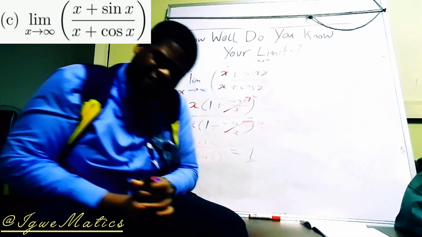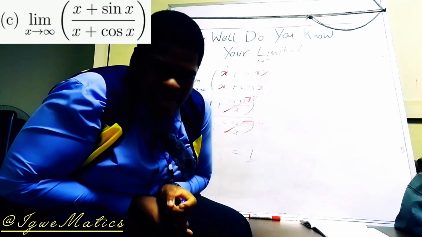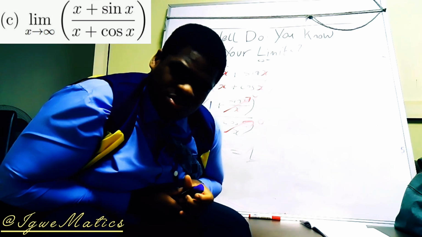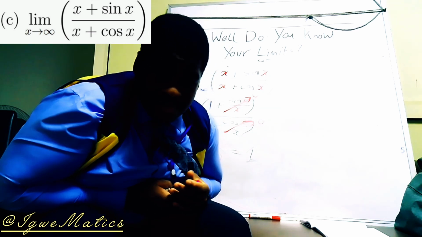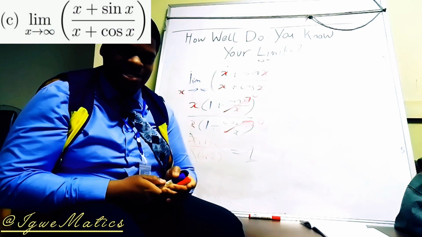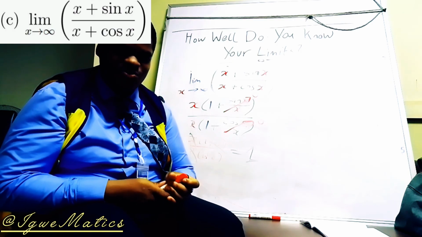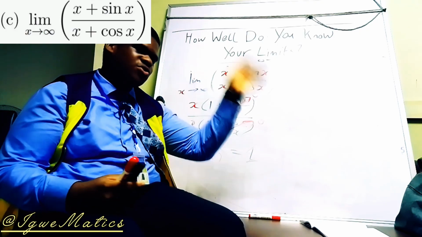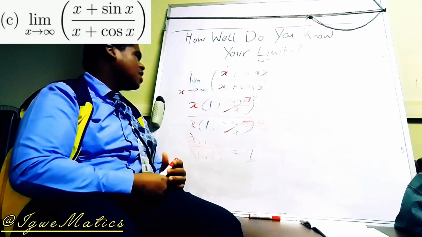What if x tends to negative infinity? But if x tends to negative infinity, what would the limit tend to? I will just give you a little hint: it's a number that starts with 1 and ends with 0.00000. The answer is still 1. As x tends to positive infinity or negative infinity, we are going to have 1.